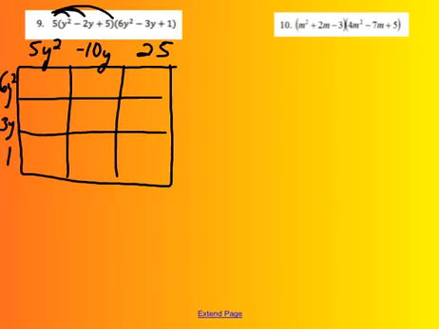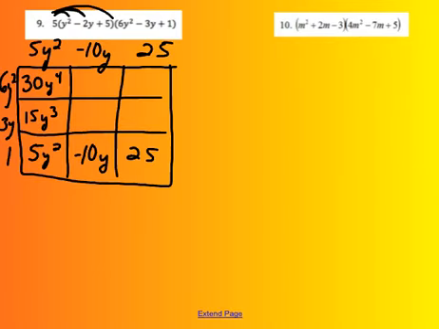6y squared and 5y squared is 30y to the 4th. 3y and 5y squared is 15y cubed. And then times 1 is 5y squared. I'm actually going to do this bottom row first because I'm just multiplying by 1. So everything's going to stay the same there.